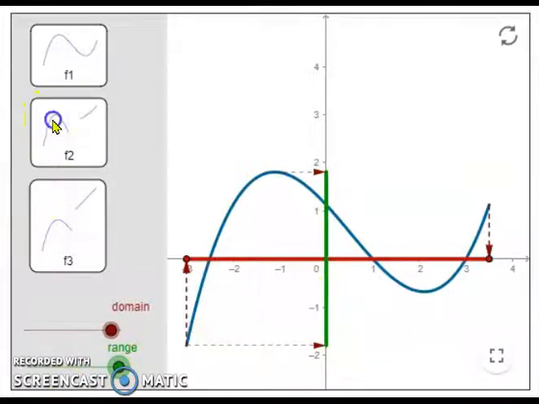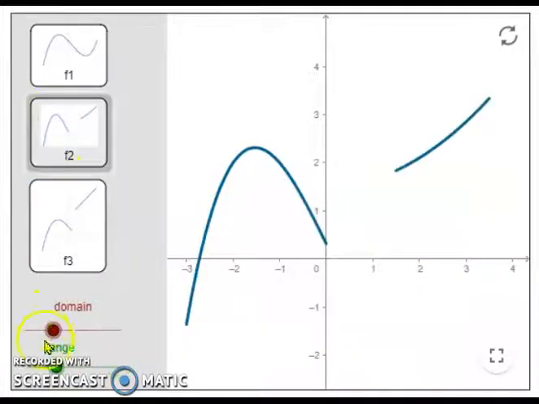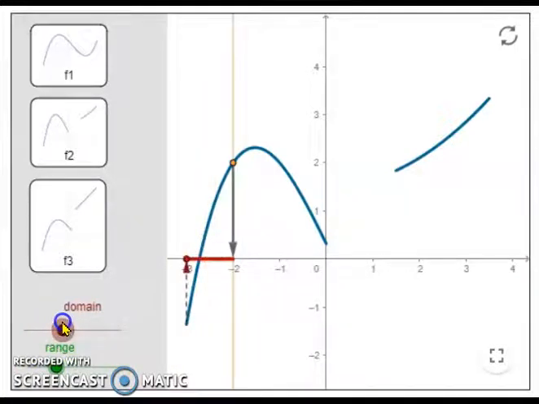Let us consider another example. For this function, let's trace the domain.